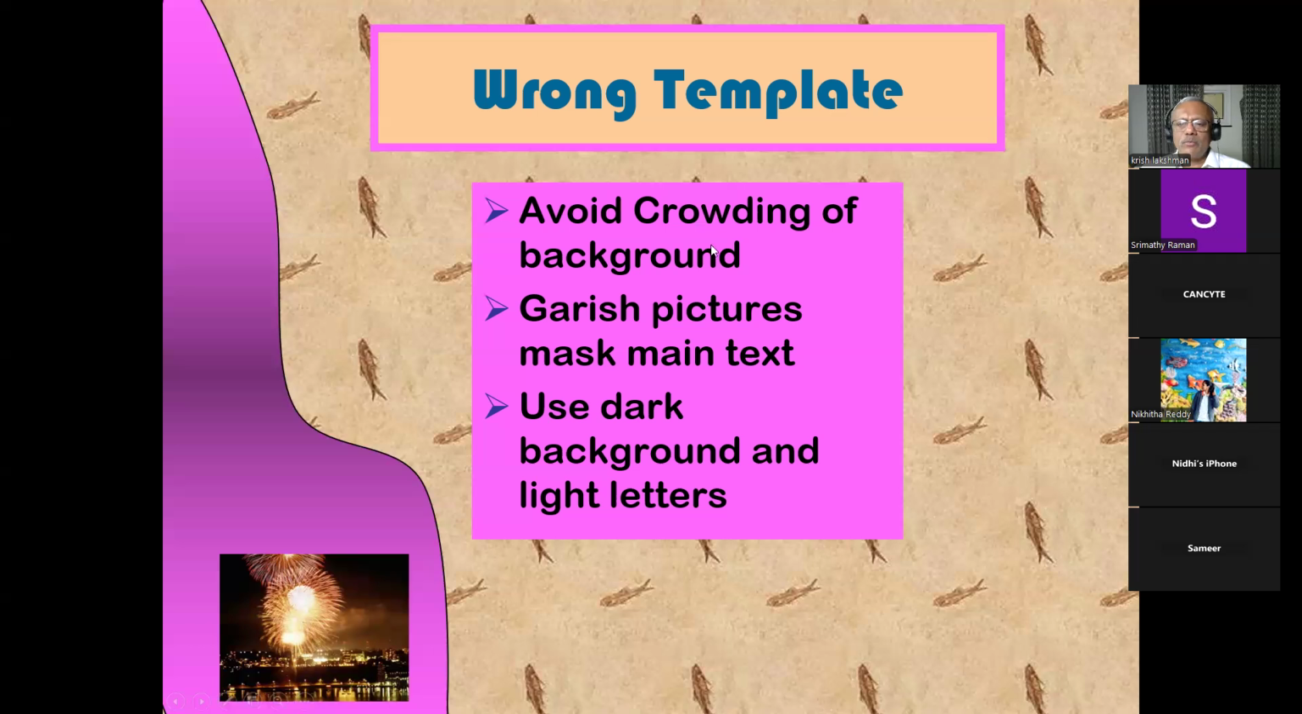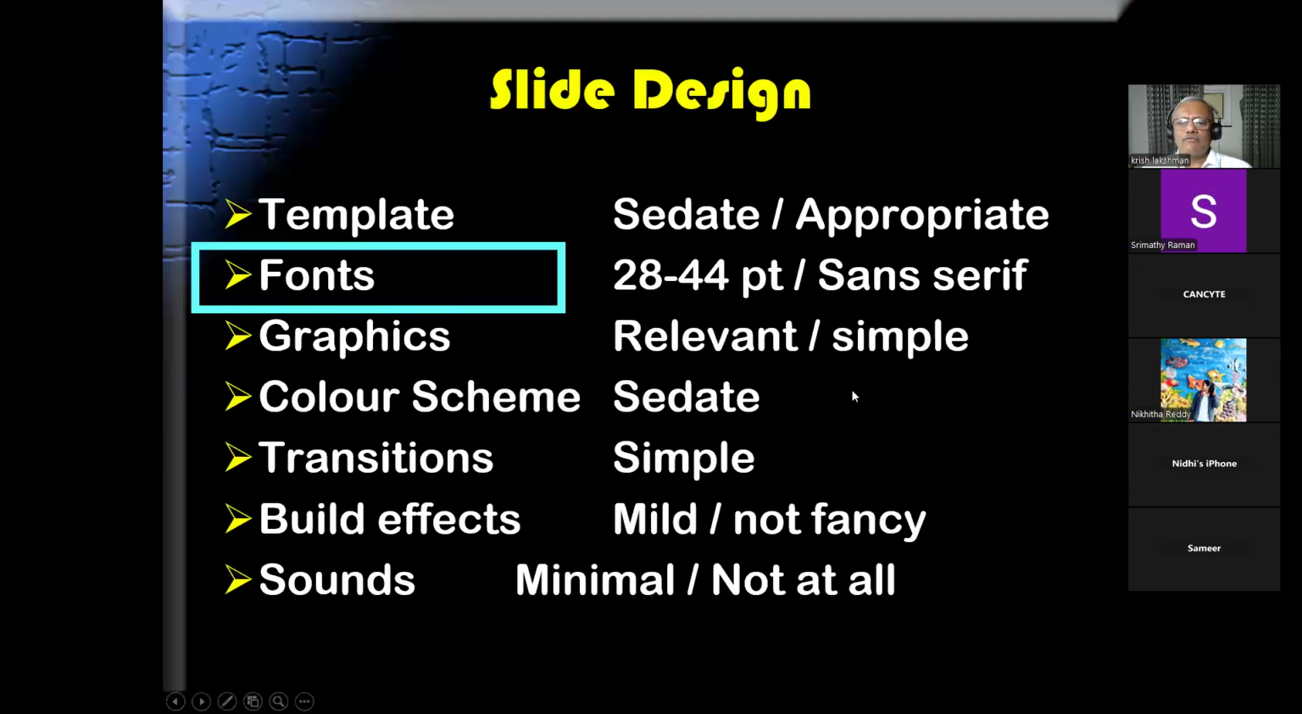Okay. The point is, avoid crowding the background. Do not have garish pictures. Make sure that they don't mask the text. You can use a dark background and light letters, or equally correctly, you can use a light background and dark letters. That is also equally acceptable. The fonts must be of good size, at least 28 to 44. Remember, you also have to assess the hall and the audience. If you have a very big hall, have bigger fonts. If you're doing it in a small boardroom, you can have smaller fonts.